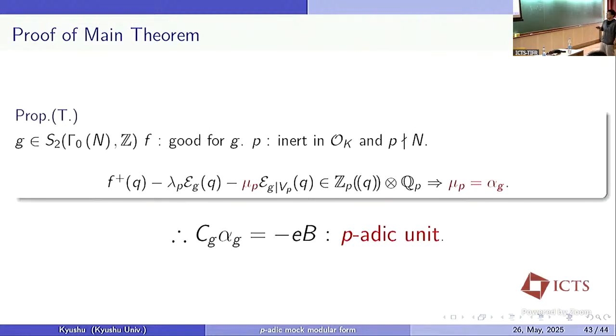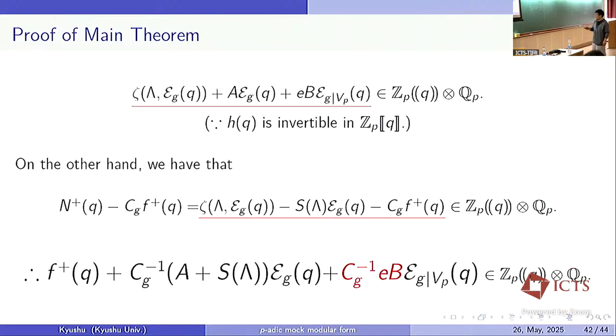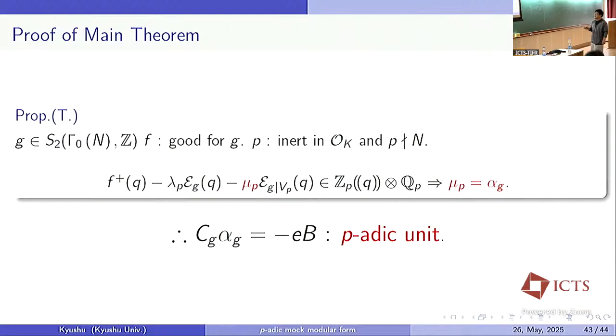And we recall the characterization of alpha Z. Let Z be in S2, gamma 0 n in Z, whose coefficient in Z, and F is good for Z. And P is a prime number that is inert in OK and does not divide F. Then, if F plus Q minus lambda P epsilon ZQ minus mu P epsilon ZVBQ is in ZPQ tensor QP, then mu P is equal to alpha Z. So, thanks to this proposition, we have that CZ inverse EB is equal to alpha Z. Therefore, we have CZ times alpha Z is equal to minus EB, and this is a p-adic unit.